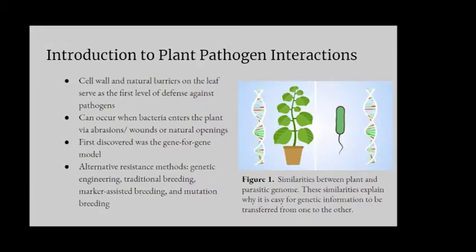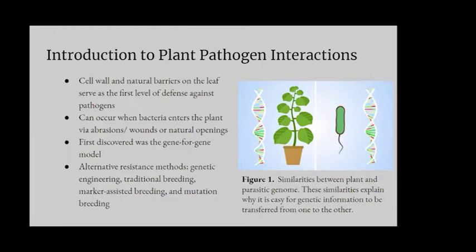The plant cell wall serves as the first level of defense against pathogens. Bacteria can enter the plant through natural plant openings such as the stomata, hydathodes, or lenticels, or through abrasions or wounds on leaves, stems, and roots.